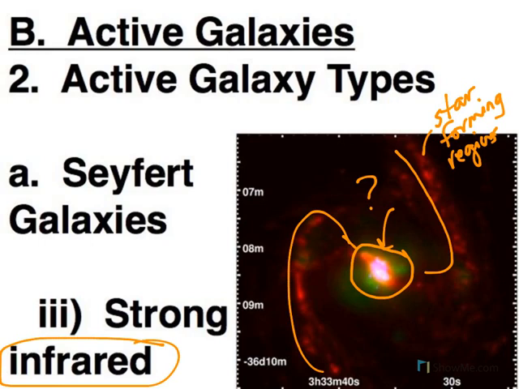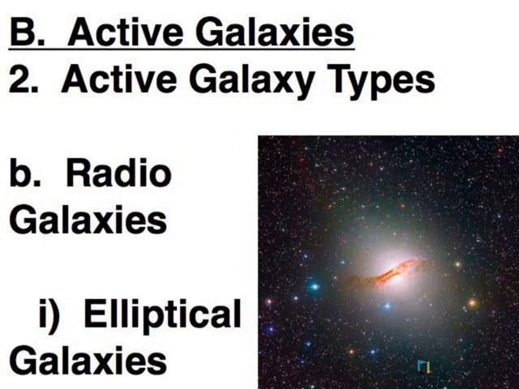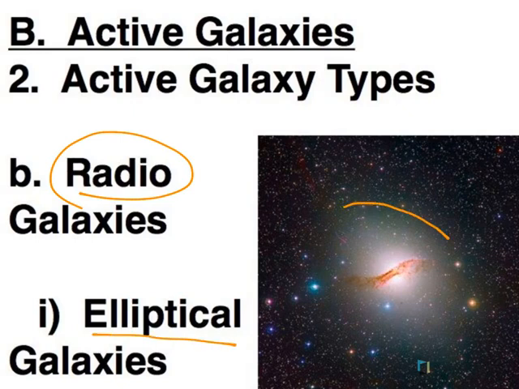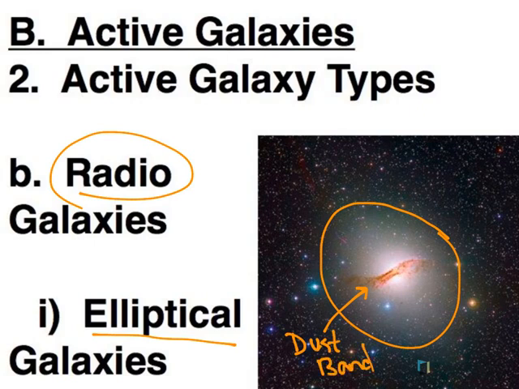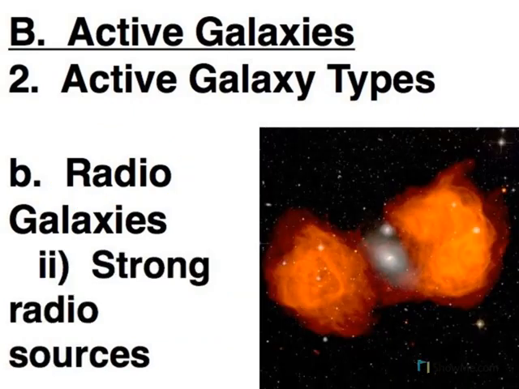The other main category of active galaxy are called radio galaxies, and these are ellipticals. So here we see a very nice elliptical galaxy. That is a radio galaxy. This dark band across the middle, that's a dust band. So there's some dust in this galaxy that goes across the middle there. Radio galaxies shouldn't be too surprising. These are strong radio sources.